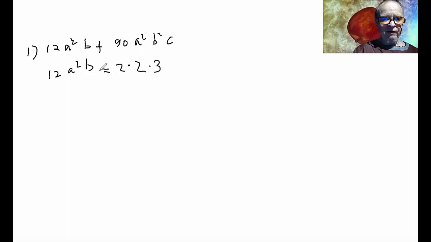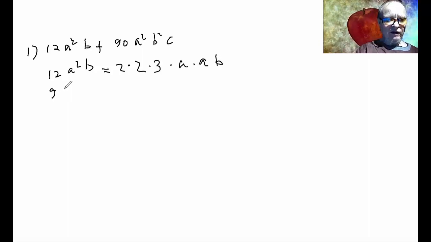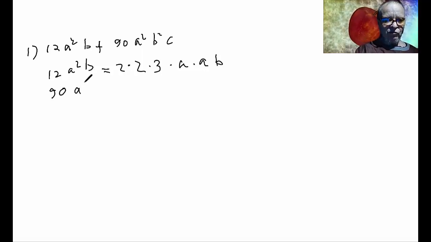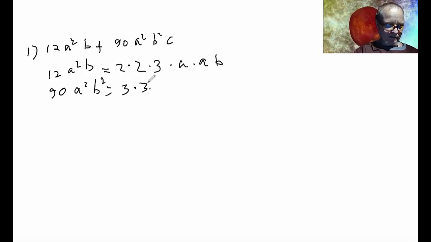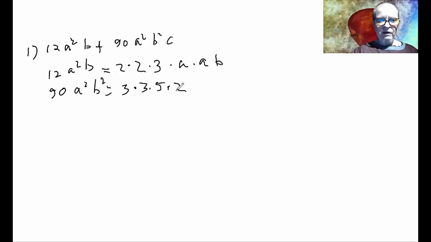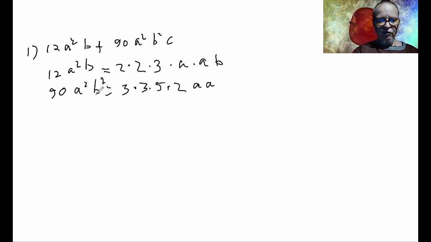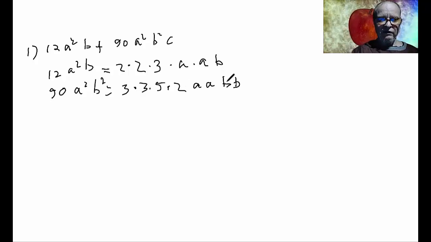We can break down 12 into its prime components of 2 times 2 times 3, and then a squared is a, a, and then b. And similarly we do for 90a squared b squared. And this we can break into prime components, 3 times 3 times 5 times 2. And then we have a for a squared, and b for b squared, and then finally c.